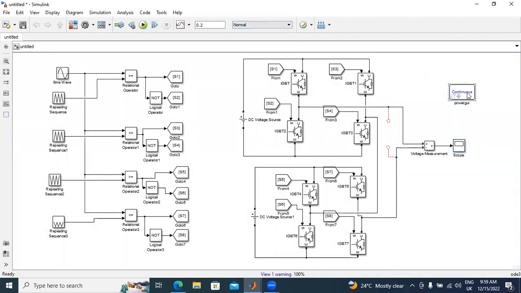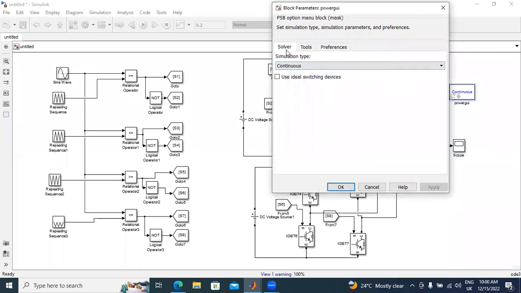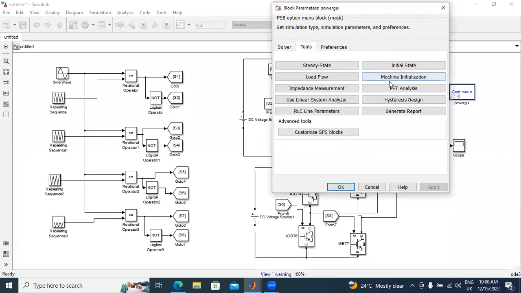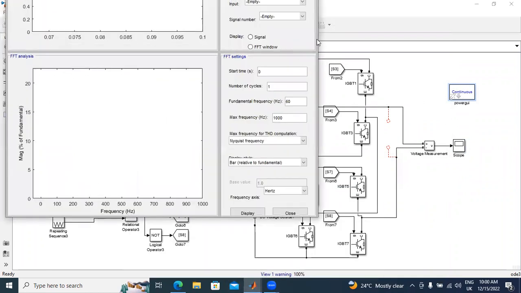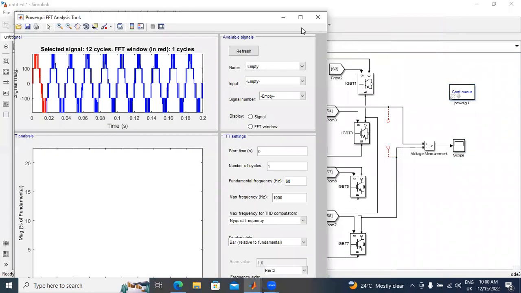Again, we'll go to this power guide. Double click here power guide. In power guide, we go to tools. In tools here FFT analysis. Click here FFT analysis. In FFT analysis, I will show how to check THD value.